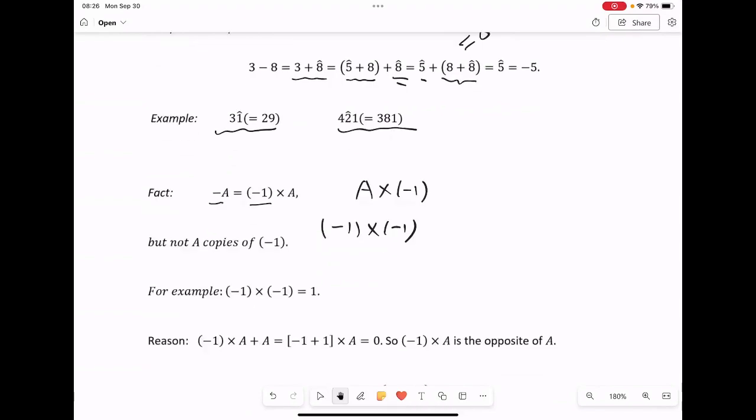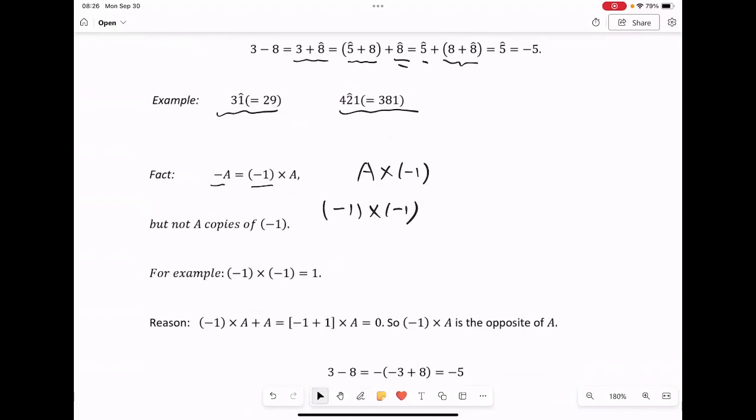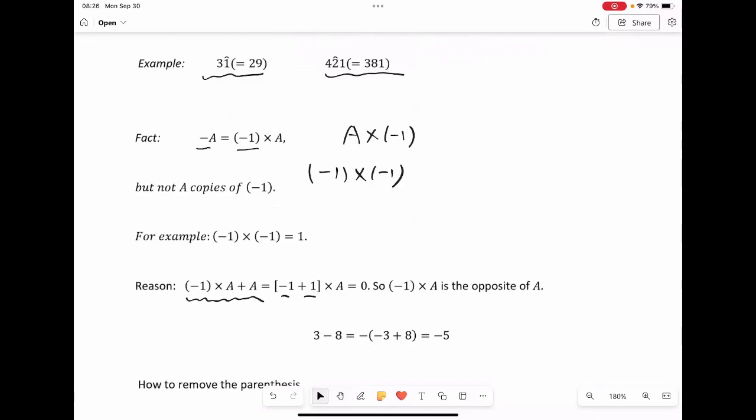The reason negative a equals -1 times a is the following, because we can check -1 times a plus a using the so-called distributive rule. You just have -1, you bring this a out, plus 1, bring a out actually. Therefore, you get -1 plus 1, which is 0. So that gives you 0. This formula just says that -1 times a is the opposite of a, which of course is the same as minus a, using our definition.